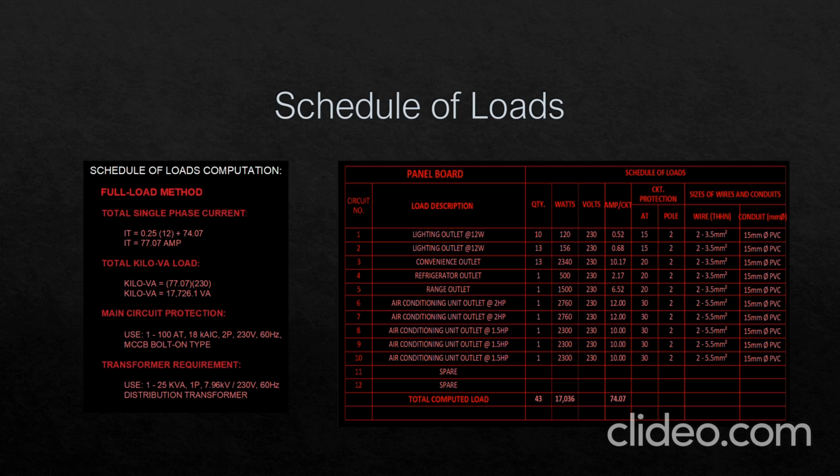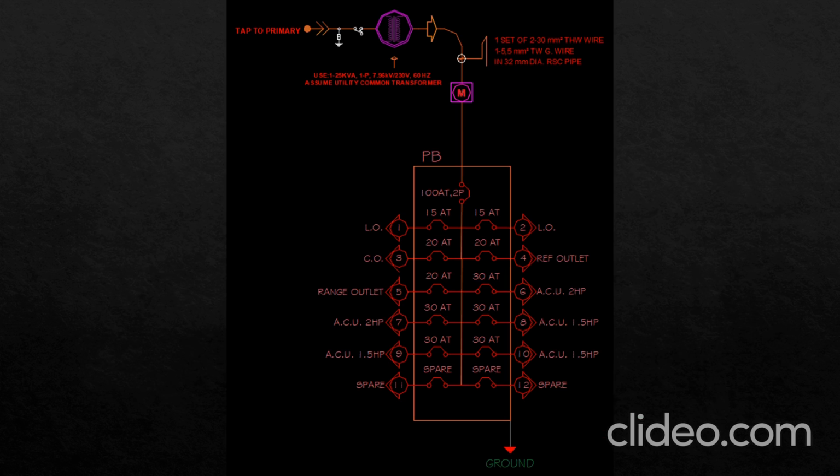The main circuit protection I used is 180, 18 KIC, 2 pole, 230 volts, 60 Hz, MCCB bolt-on type. And the transformer is only 25 kVA since the total kVA of my loads is only 17.726 kVA. So this is my transformer used, 25 kVA. This is the service entrance.